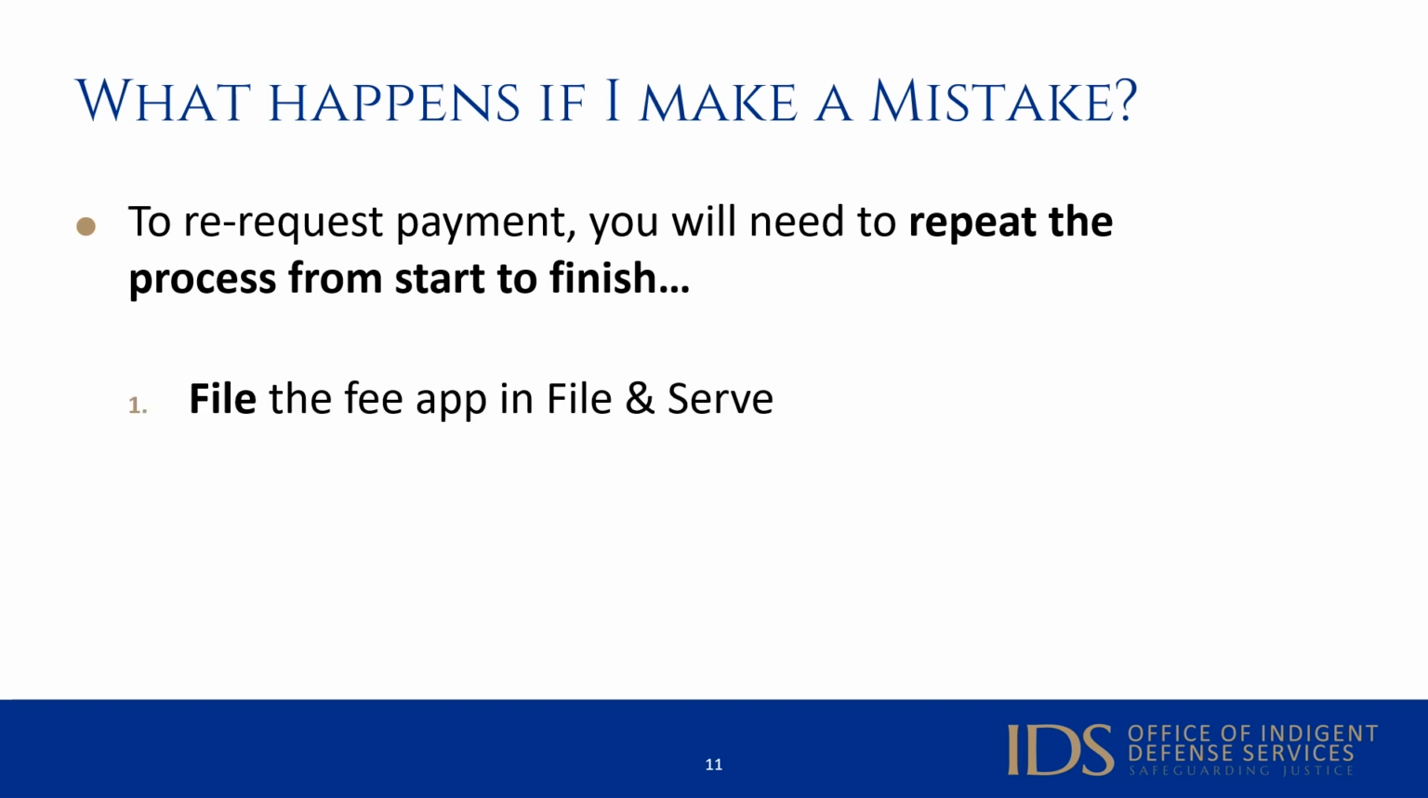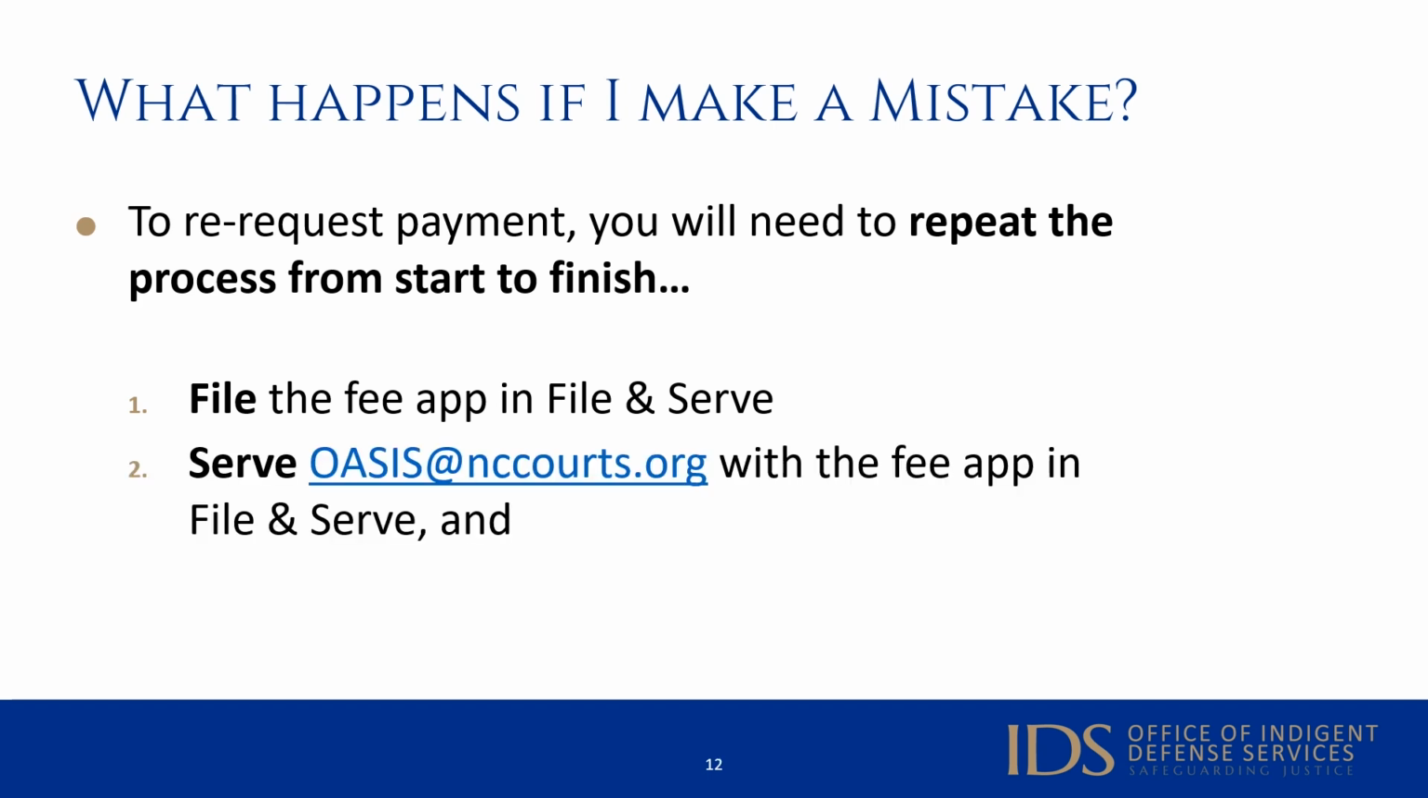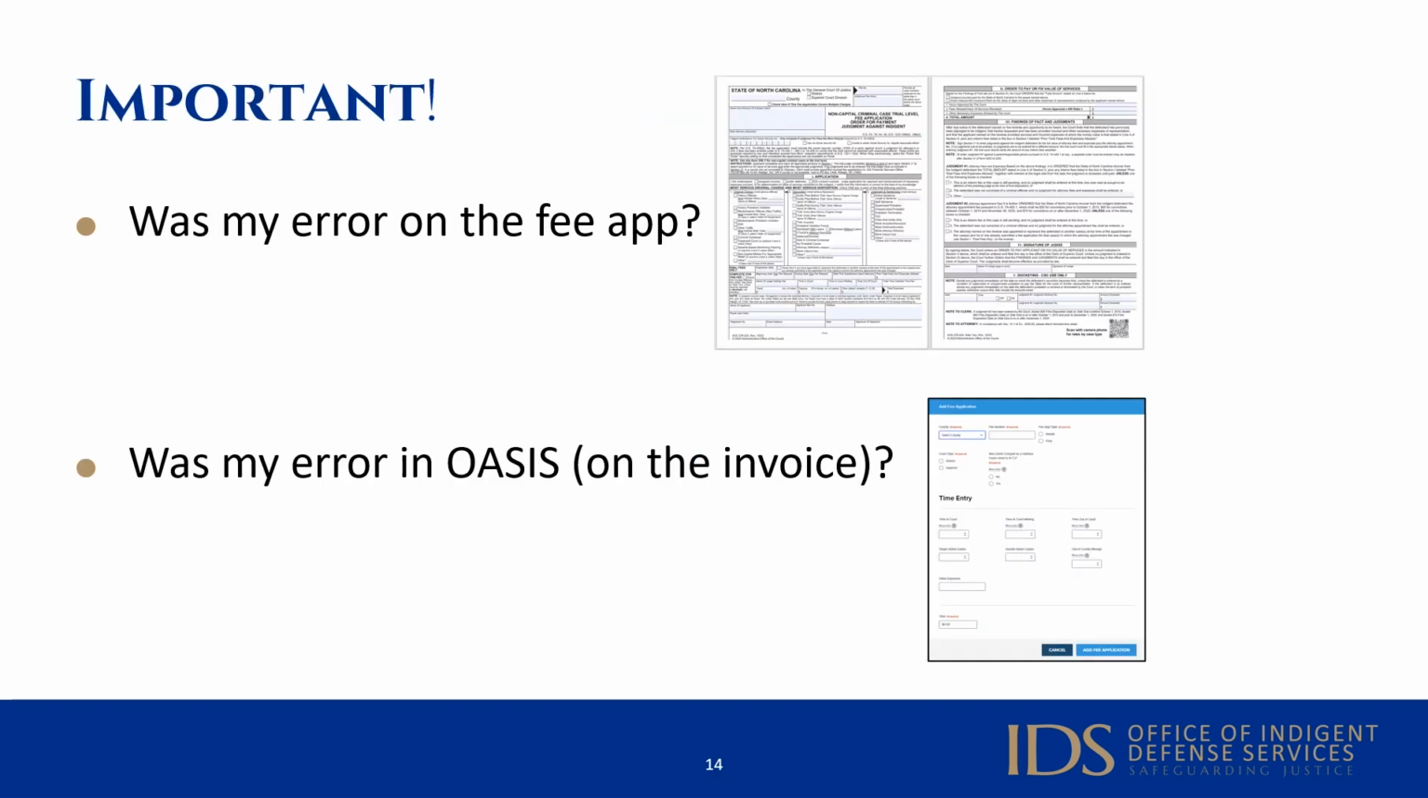First, file the FIAP in File and Serve. Serve OASIS at nccourts.org with the FIAP in File and Serve. And re-invoice the case in OASIS. If your rejection notice tells you that your error was due to the dollar amount or the file numbers not matching, you will need to determine where the error was made and correct the appropriate document before you refile, reserve, and re-invoice the case.